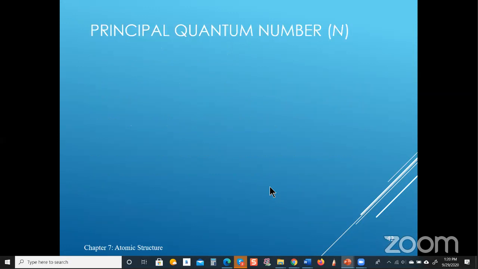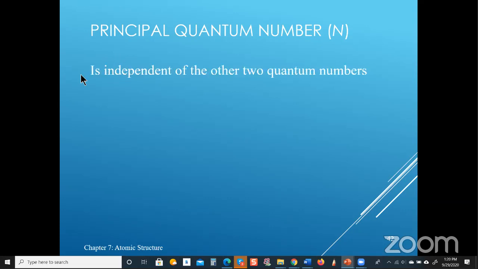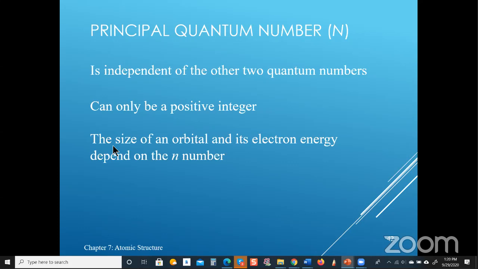Okay, so the first of these quantum numbers is called the principal quantum number, n, all right? And n is independent of the other 2 quantum numbers that we're going to talk about. And n can only be a positive integer starting with 1. And the size of an orbital and its electron energy depends on the n number, all right?